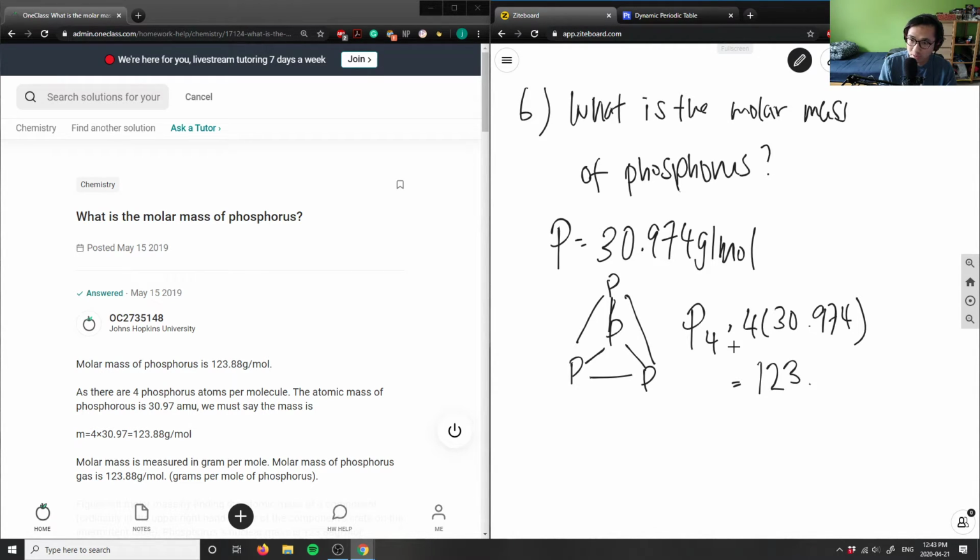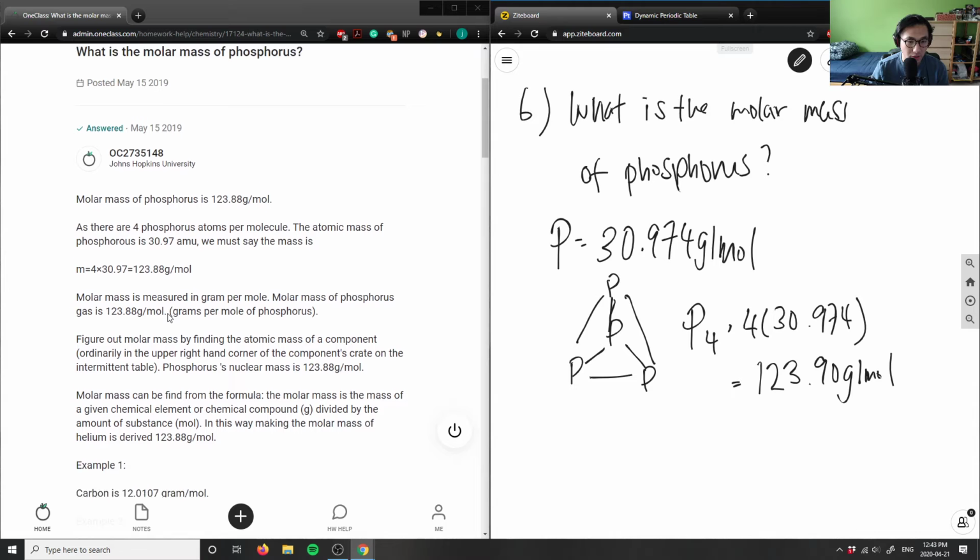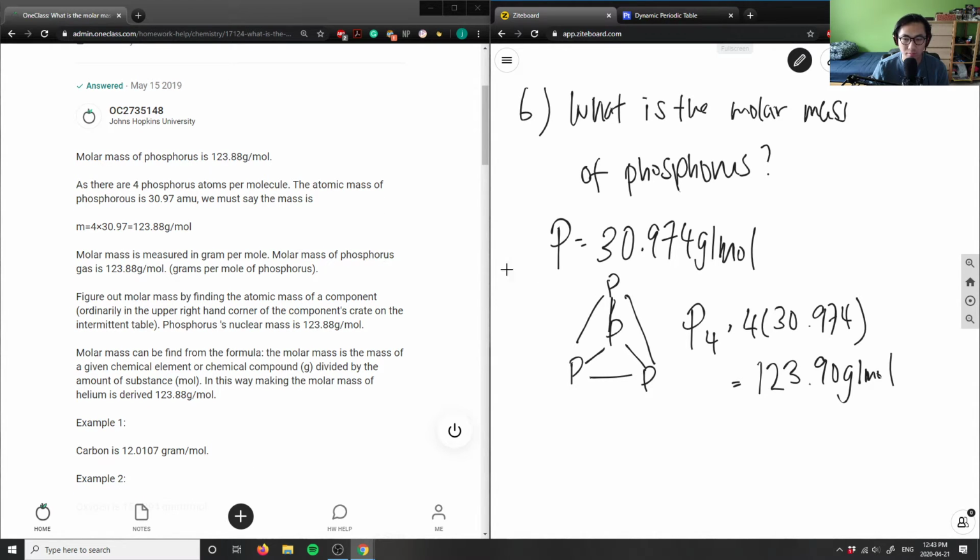Molar mass is 90 grams per mole. And this here is the solution. So again, they did the exact same thing here. As there are 4 phosphorus atoms per molecule, the atomic mass of phosphorus is 30.97. That's good. And then they simply just multiply by 4.